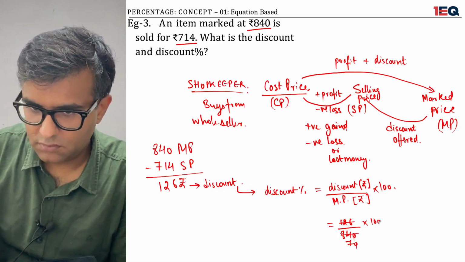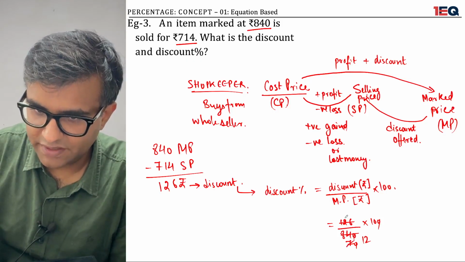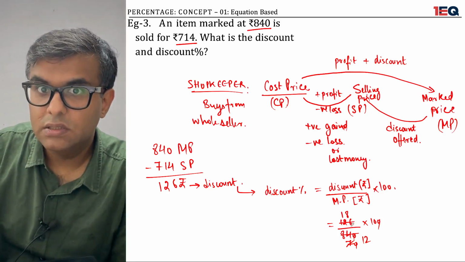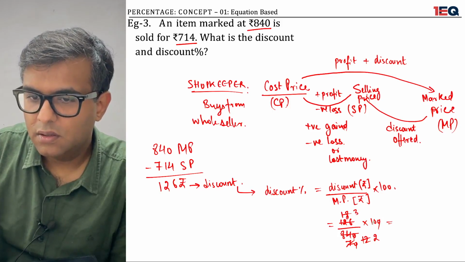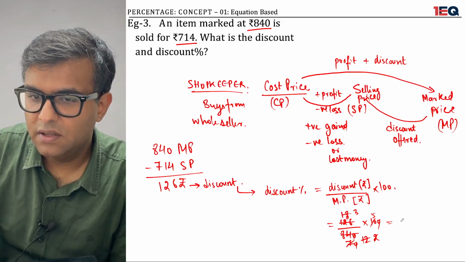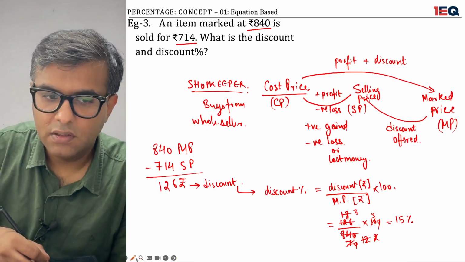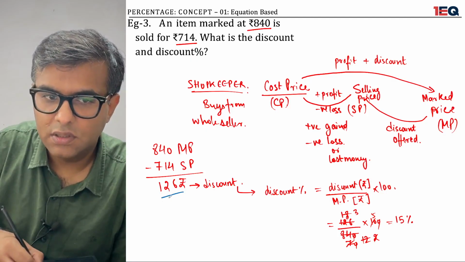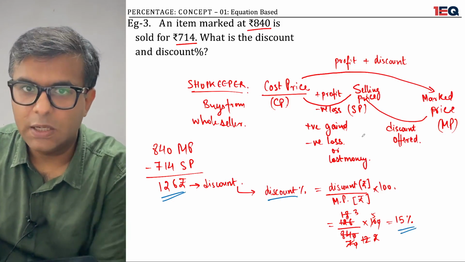I'll just cancel out the 0 with the 0. I'll make it with 7. 7 12s are 84. 7 1s are 7. 7 8s are 56. Again 6 2s are 12 and 6 3s are 18. This is 30. 2 5s are 10. 5 3s are 15. So 15% is our discount percentage. This is the discount, this is the discount percentage, and we have reached our final question.